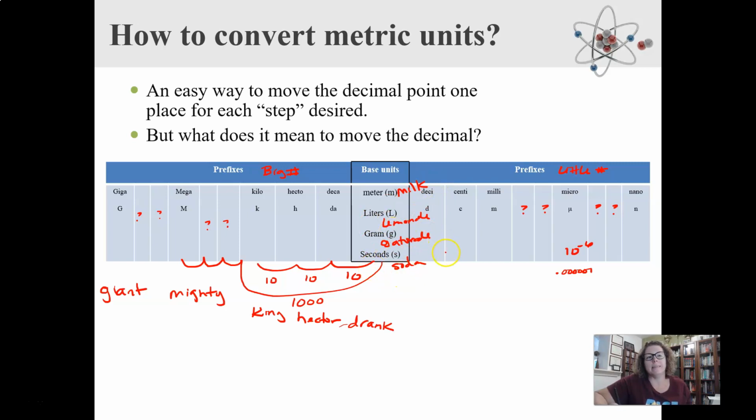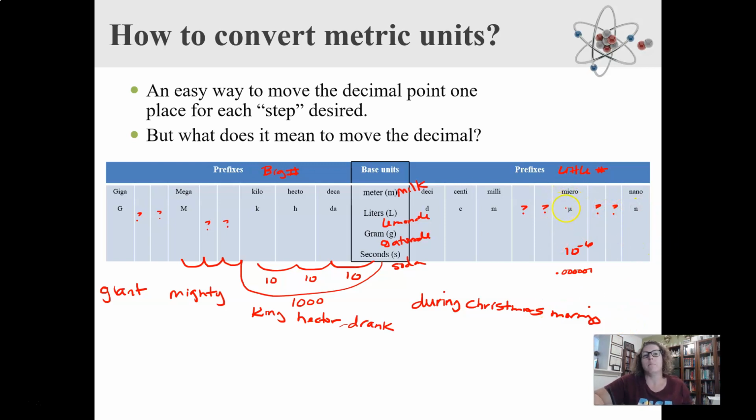So now I get to this D. Okay, so this D on this side is during. Okay. And little c, I call it Christmas. And then little m, morning. Okay. So giant, mighty King Henry drank, and whatever he drank during Christmas morning. Then I got the last two.